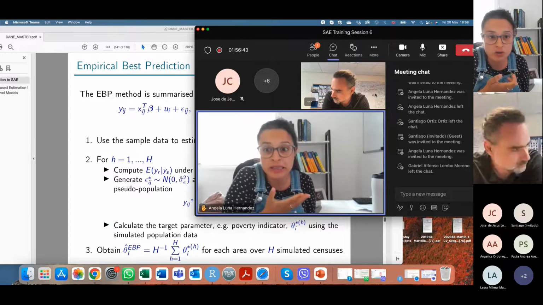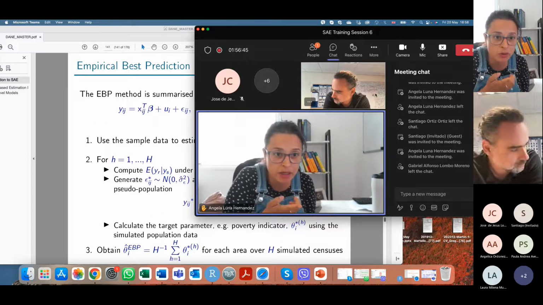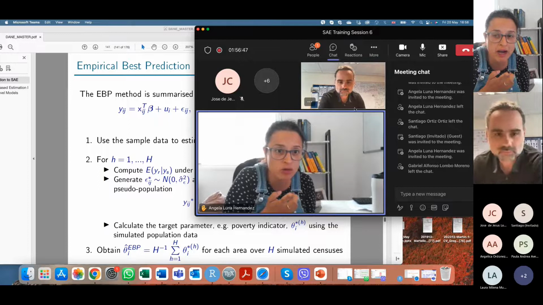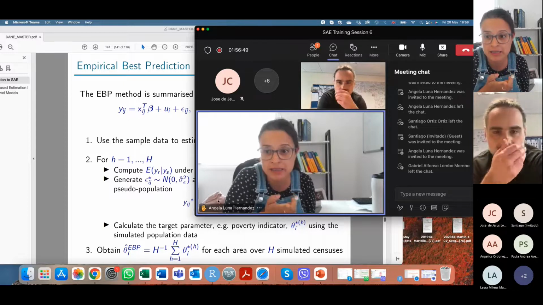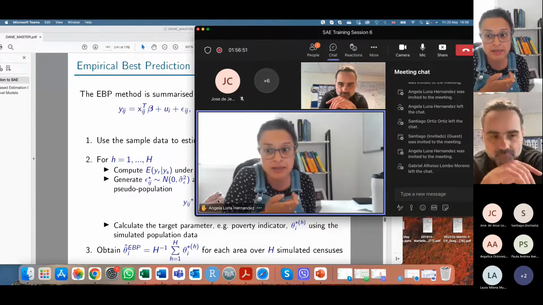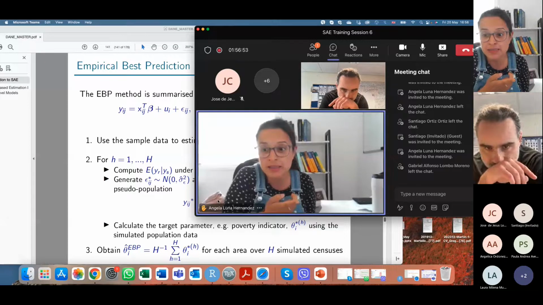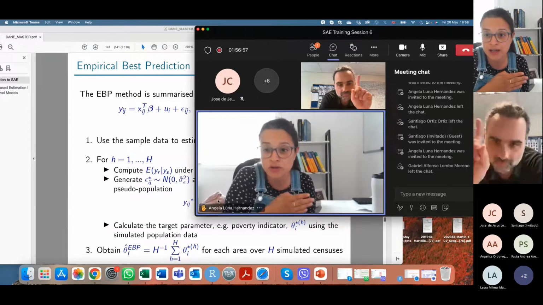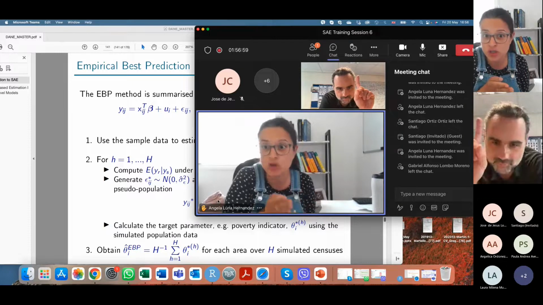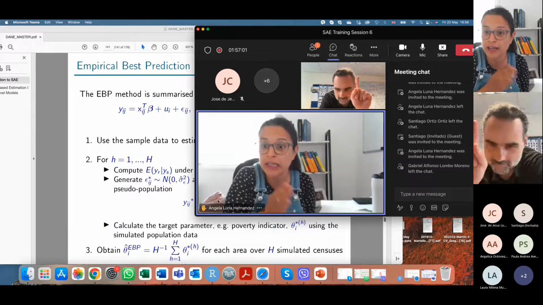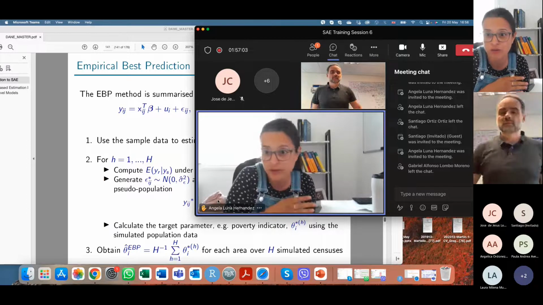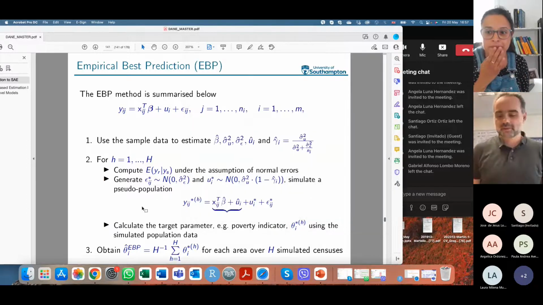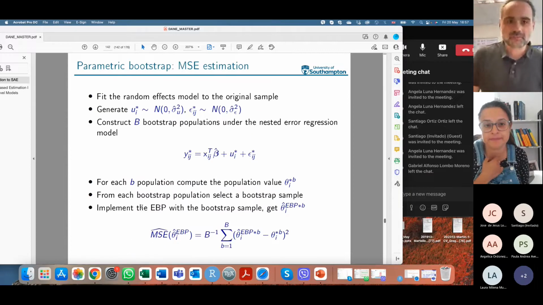But also, in your first item there, when you say compute the expected value of Y_R given Y_S, what happens with Y_S? That means you have somehow matched the survey and the census, and you're using the true income for everybody that was in the survey, or are you predicting everybody? Okay, very good point.